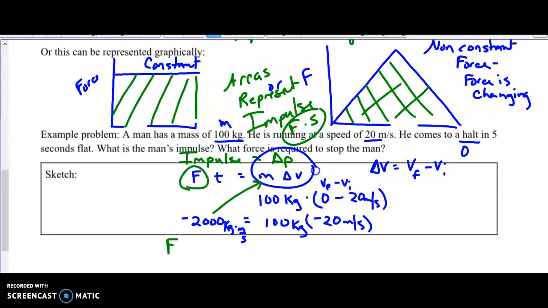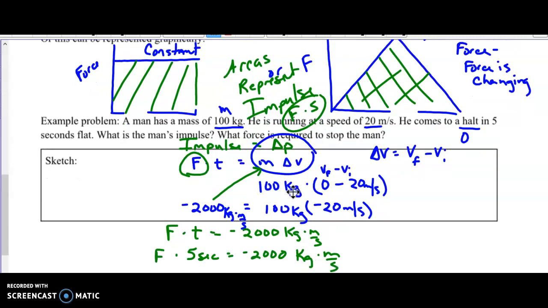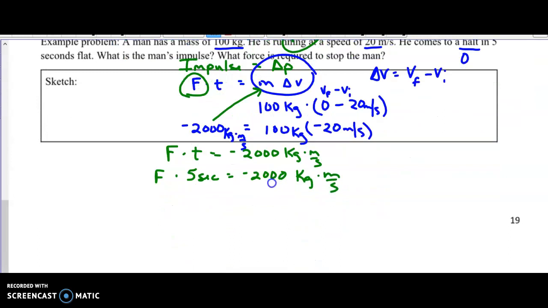Can't I say the force times the time equals a negative 2,000 kilograms times meters per second? And I know my time is 5 seconds, so F times 5 seconds equals a negative 2,000 kilograms times meters per second. It looks like I need to divide by 5 seconds on each side. 5 goes into a negative 2,000 a negative 400.